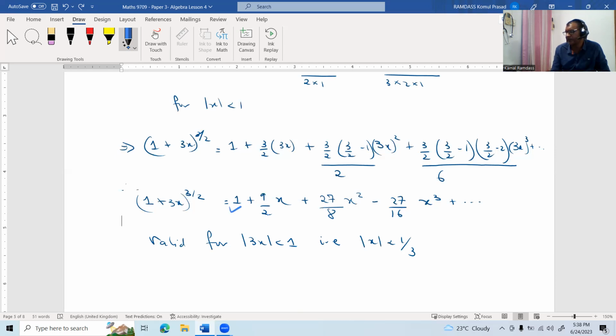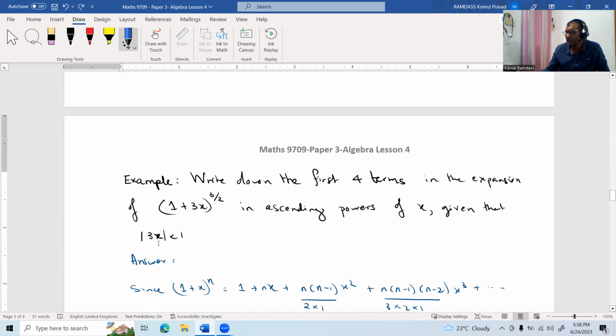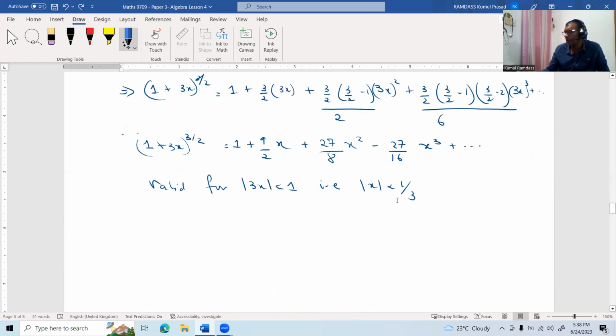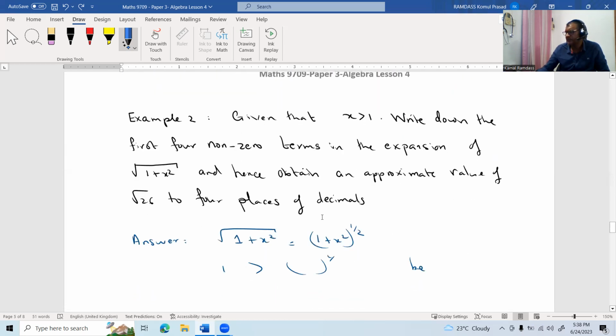OK, the first 4 terms. Valid for, it tells us there, let me rewrite it: valid for |3x| less than 1, or |x| less than 1/3. OK, second example.